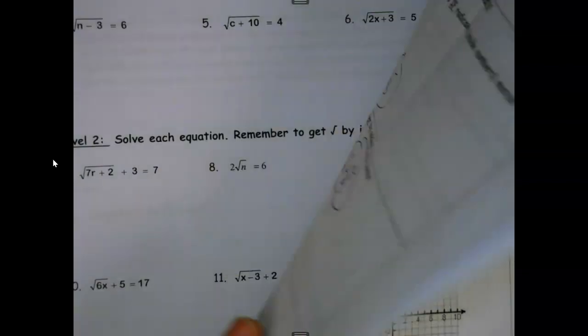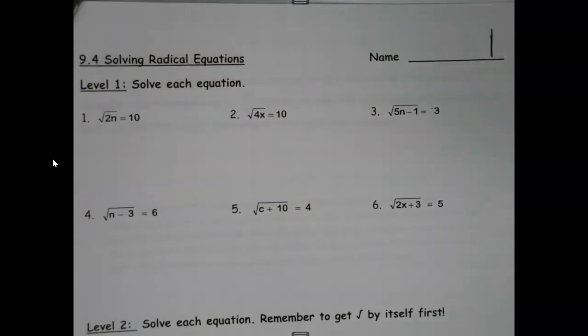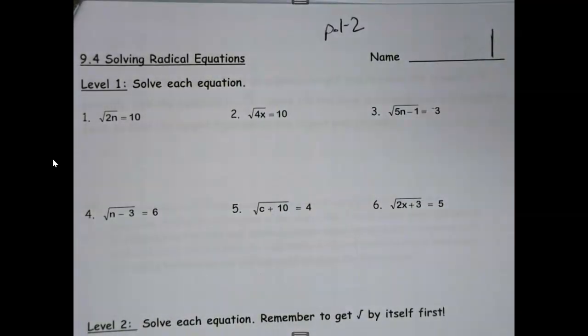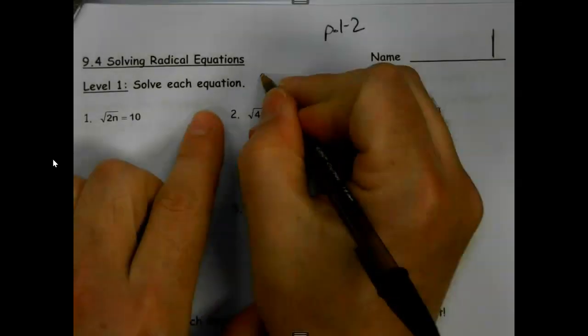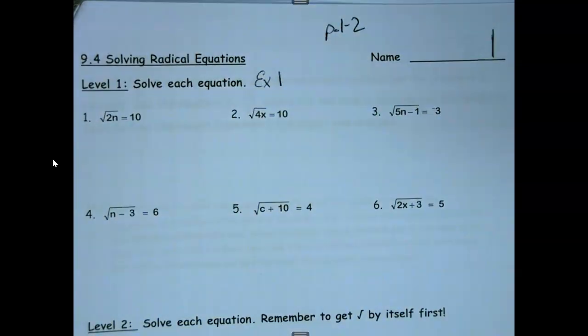So we will use this in our new packet here. We are going to be on pages 1 and 2 today. And so you look, and the top ones, the ones in level 1, are just like the first example. You get to do the squaring right away. Step 1 is not needed. Radical is isolated. Let's rock and roll. That's it.